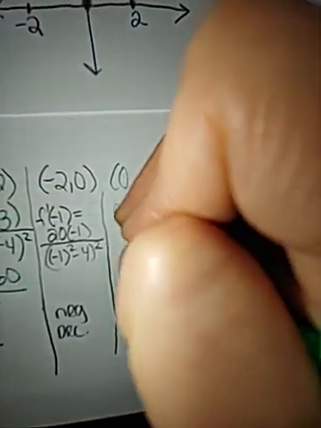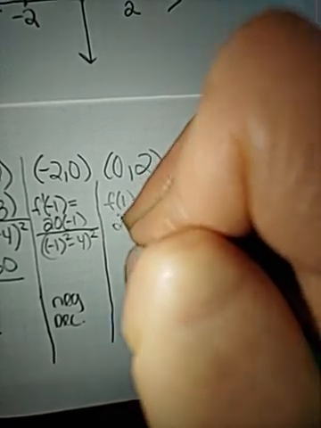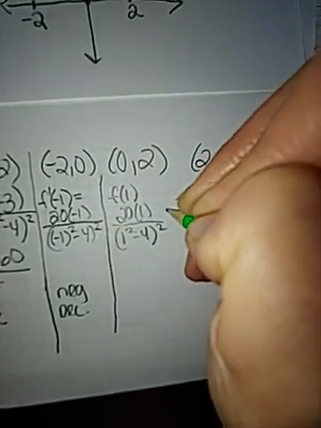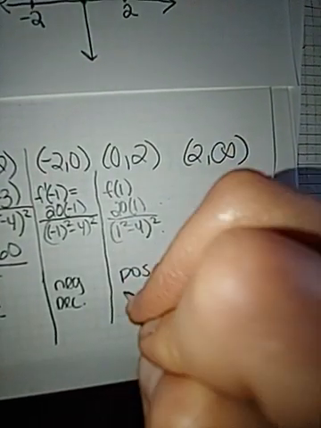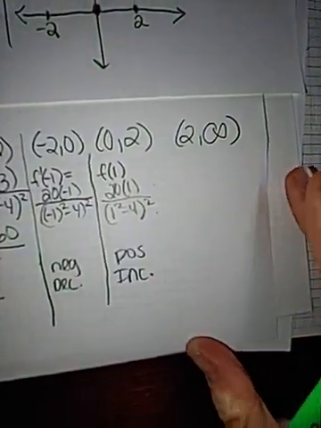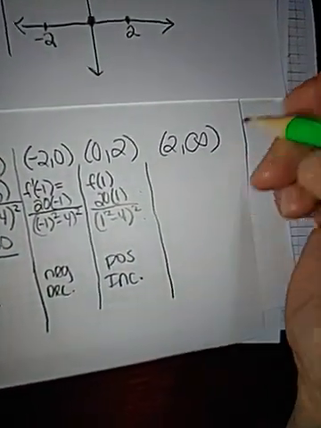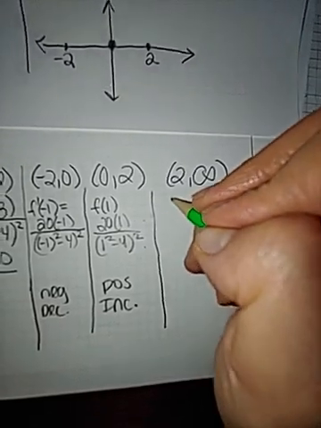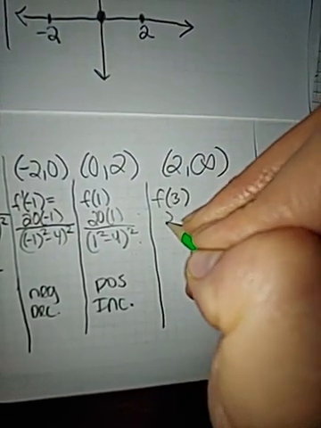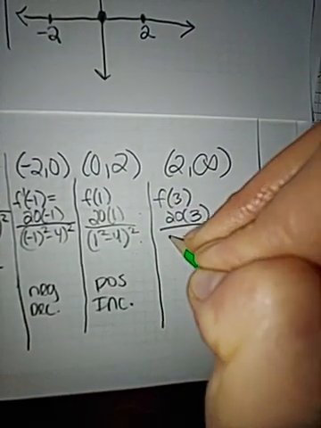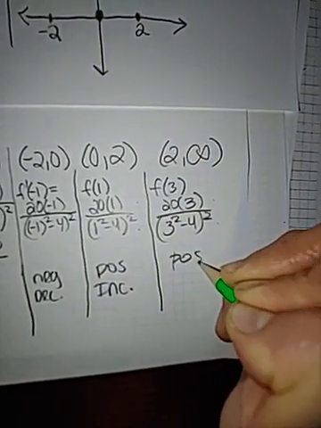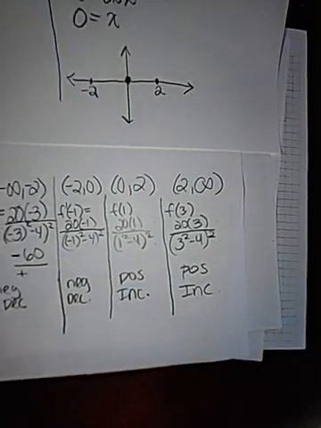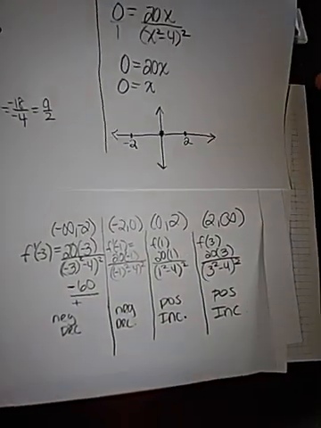Okay, let's check 1. Positive on top, positive on the bottom. Means the whole function is positive there, which means the function is increasing at that point. And then similarly, positive, positive, which means I have a positive. So I'm increasing on this interval. So I'm getting a whole lot of information now as I go along.